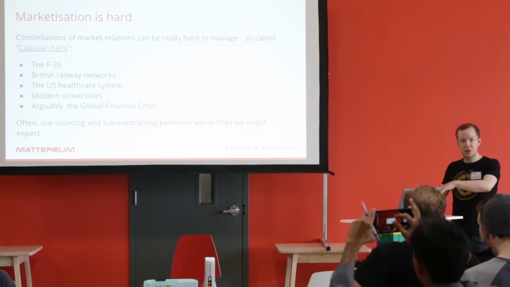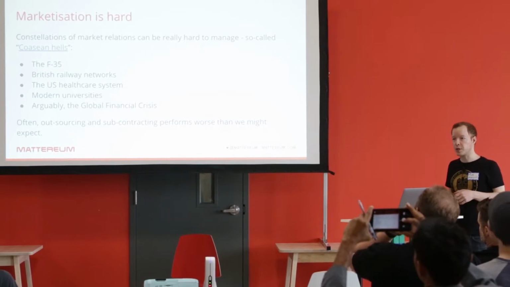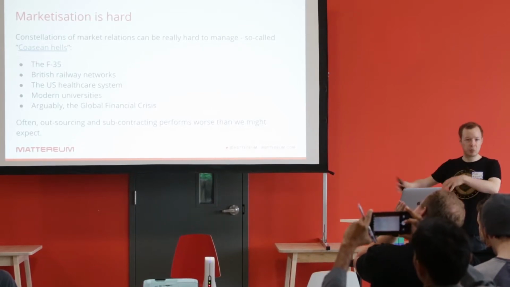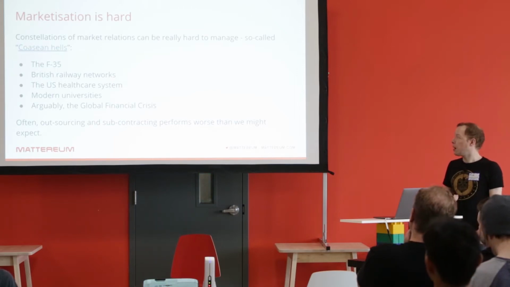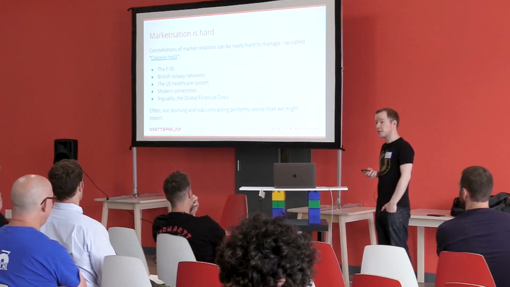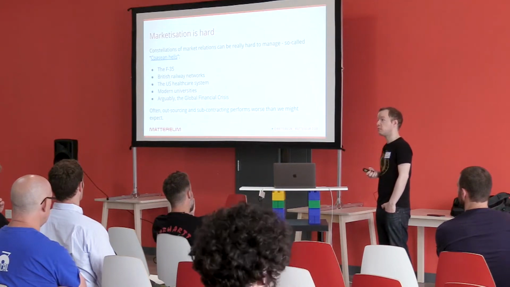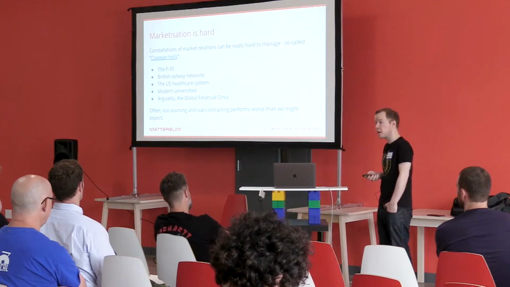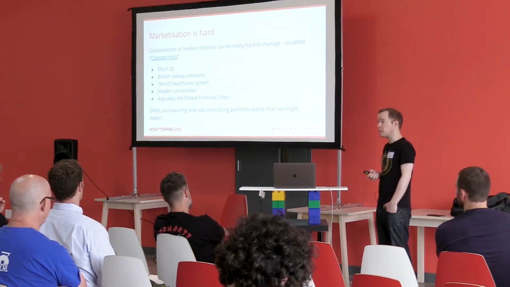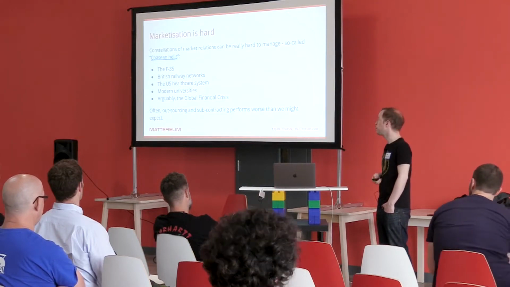The F-35 has a giant constellation of many, many different private contractors who are all involved in producing different parts of the project, spread across multiple different countries, and it's late and over budget. The British railway networks were privatized in the 1990s, and although they run better than they did then in some ways, this is mostly because they're still heavily subsidized by the government, and the privatization hasn't meaningfully led to better customer service or greater passenger satisfaction.